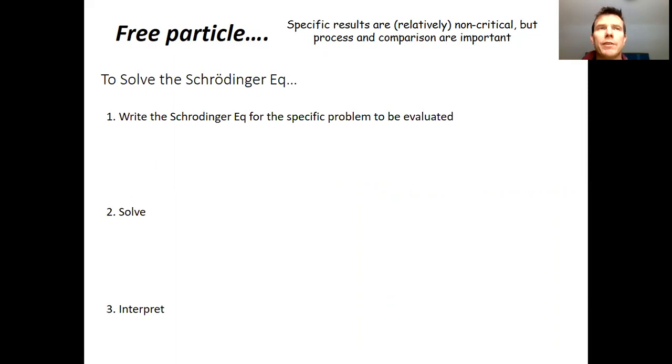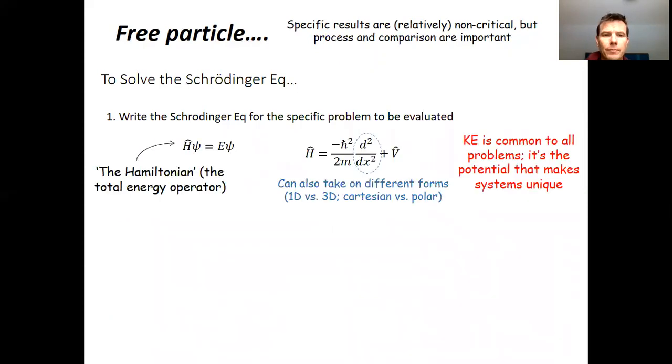Wave function contains all of the information. Wave function is defined by the Schrodinger equation. And so when we solve the Schrodinger equation, these are the 3 things we're going to do. We are going to write the Schrodinger equation for the specific problem involved. We're going to solve it, and we're going to interpret it. Right? Those are the 3 steps every single time. And so let's talk about this.